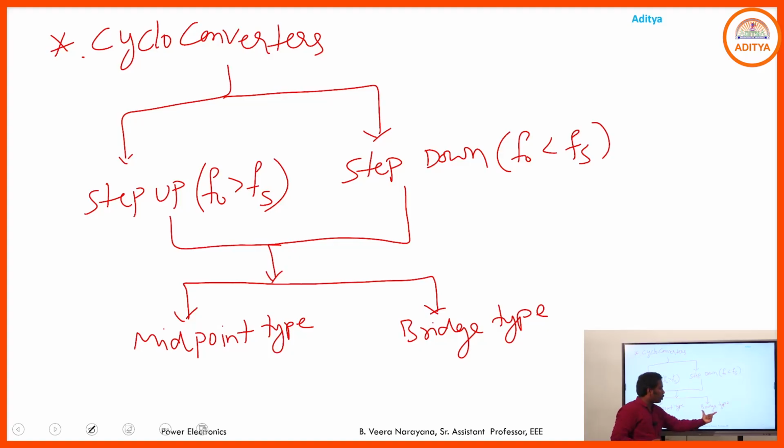Similarly, if you go through the bridge type cycloconverter, the same configuration can be used as either step-up cycloconverter or step-down cycloconverter. We will discuss what the midpoint type cycloconverter is and what the bridge type cycloconverter is, the circuit configuration and operation, and how you are able to collect the step-up frequency and step-down frequency.